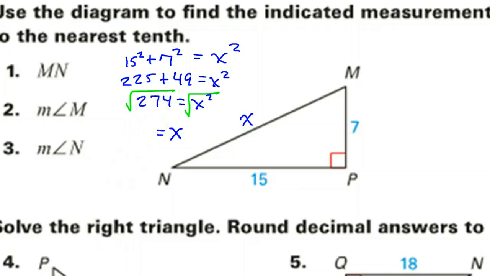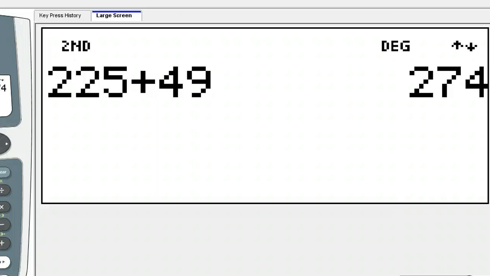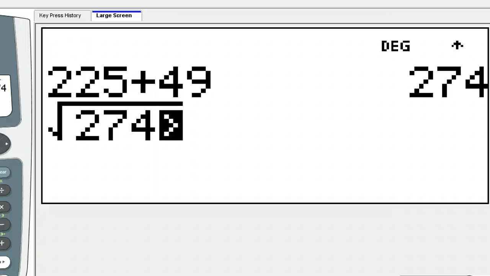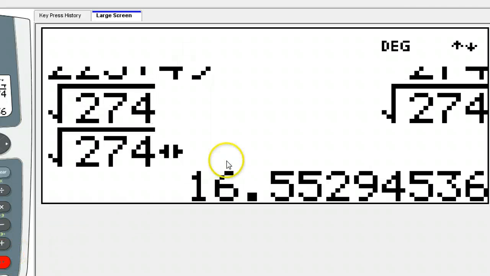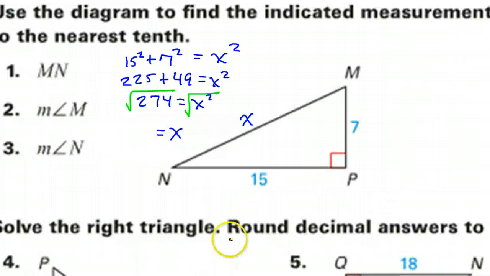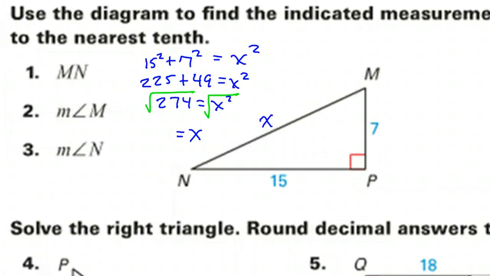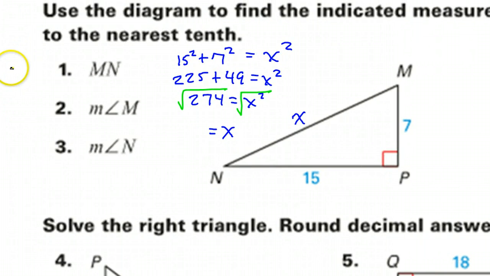Okay, so the square root of 274, let's go ahead and make it a decimal, is 16.55. Wait, they said the nearest tenth, so that's 16.6. Okay, so that will be the answer to problem number one. It will be 16.6. Put it off to the side.